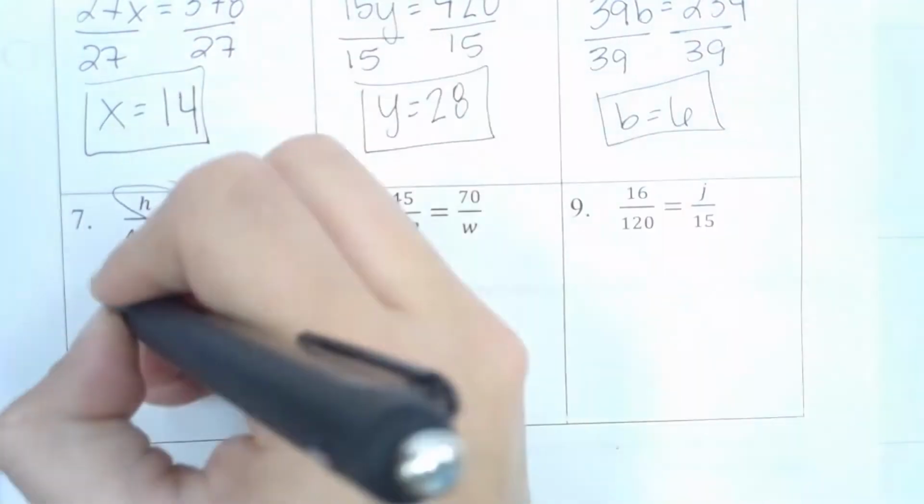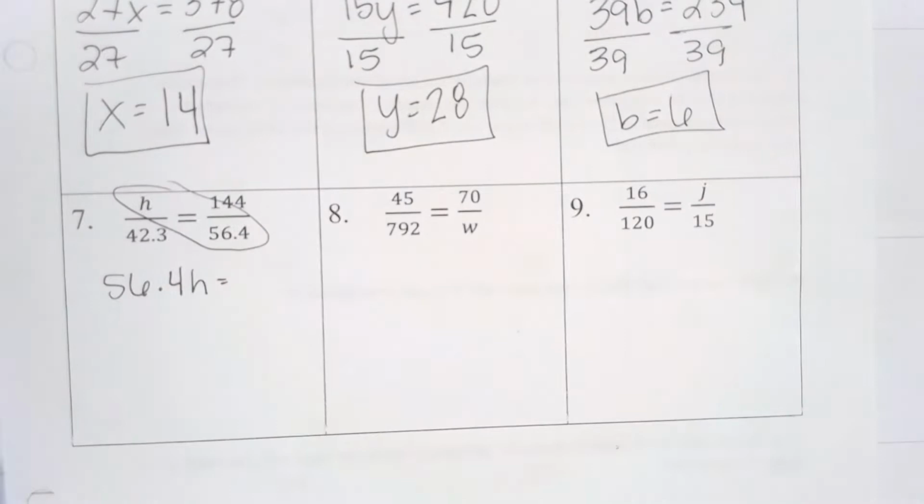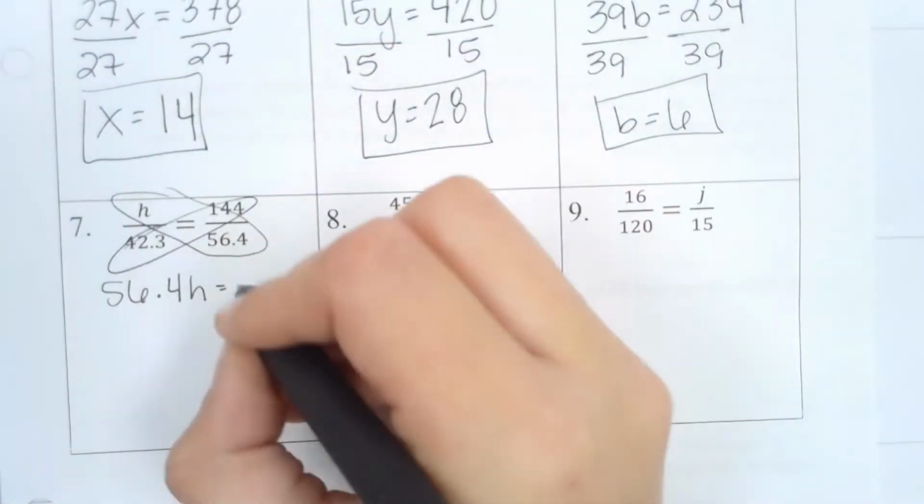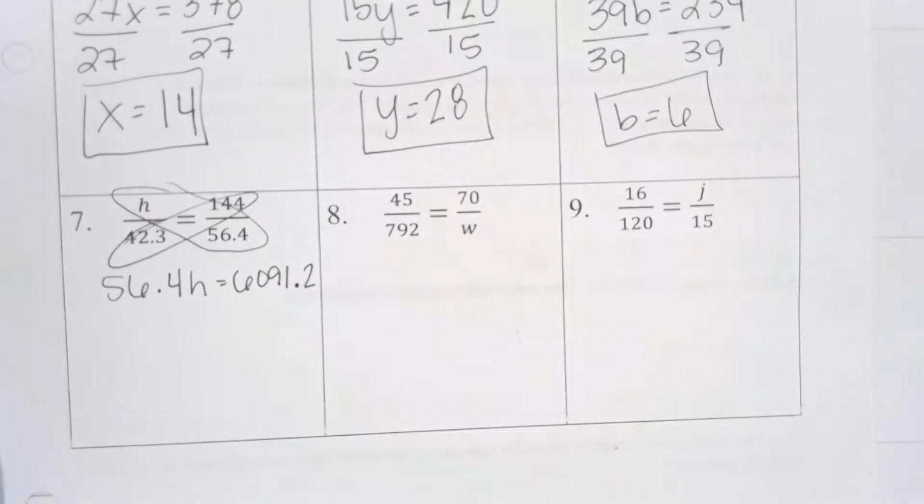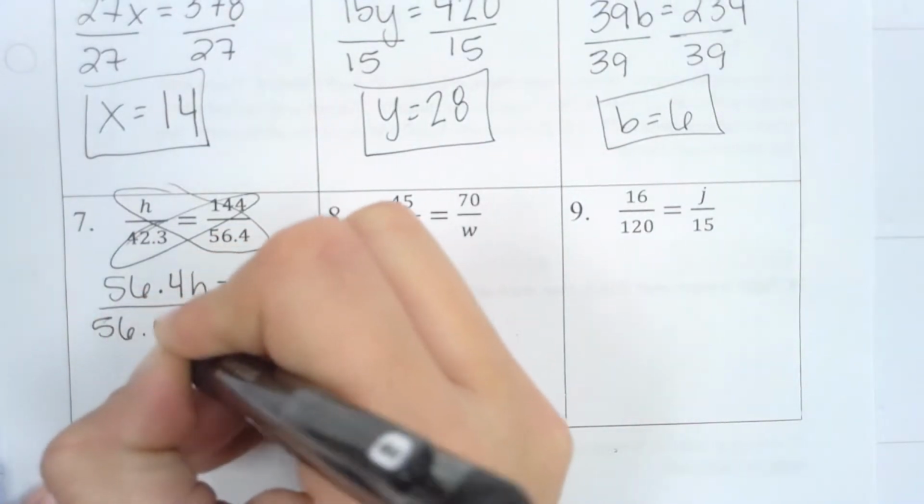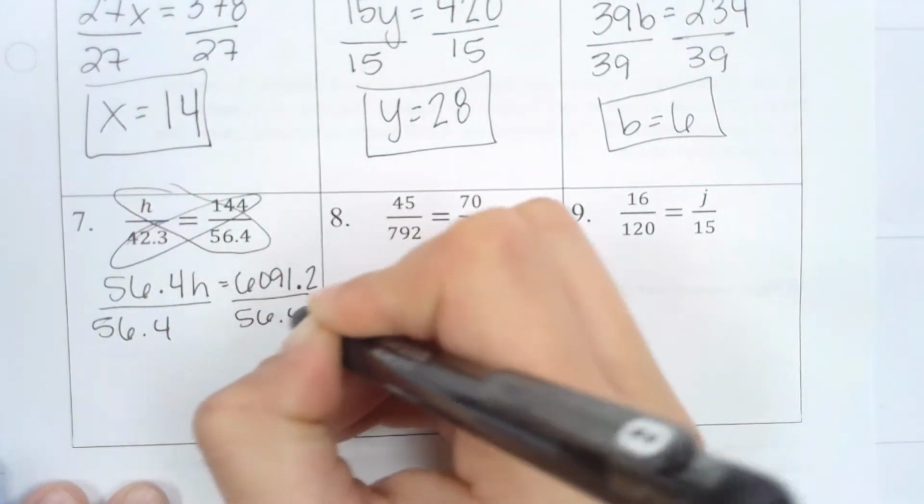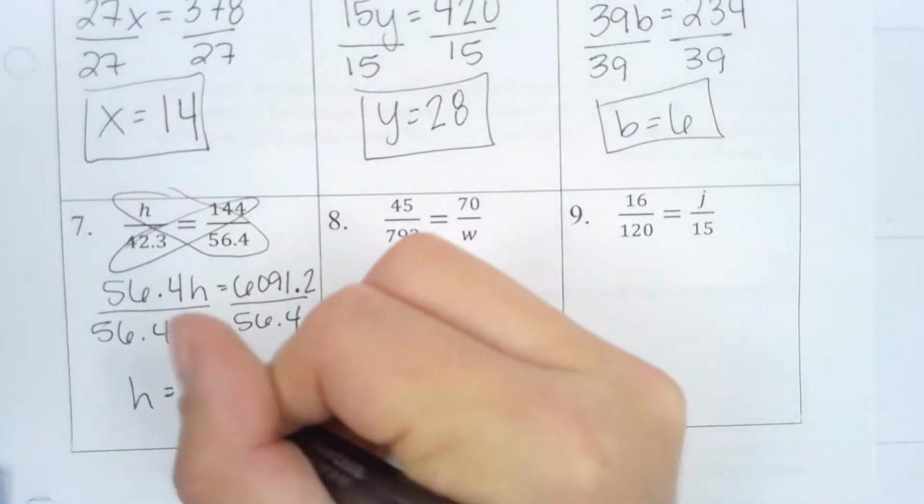So this one, you should have gotten 56.4H equals, and then 42.3 times 144 gave you 6091.2. And then to get that H by itself, you should have divided by that 56.4 on both sides. And you should have gotten 108.